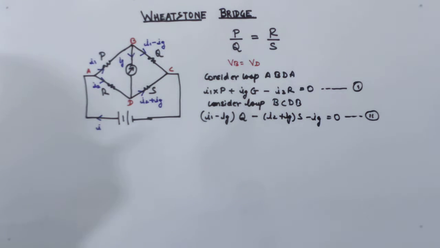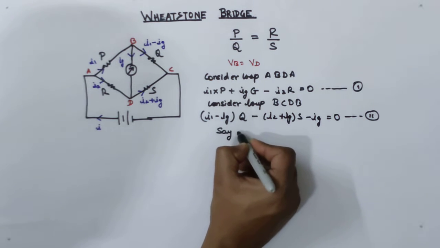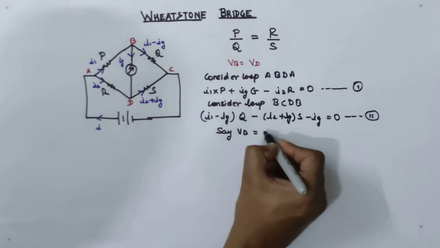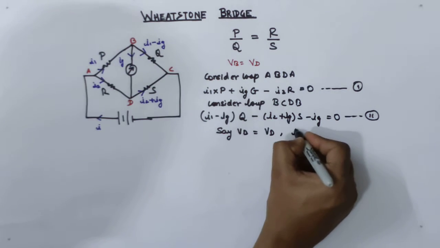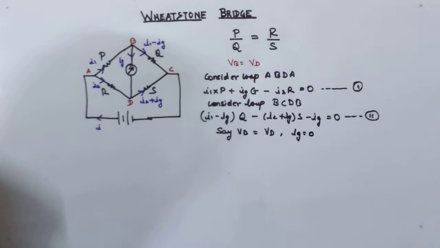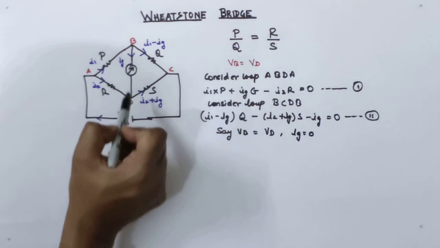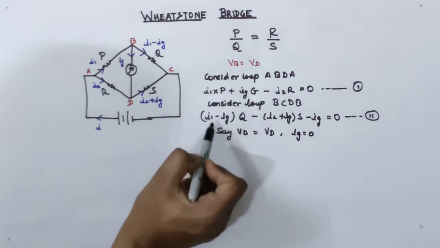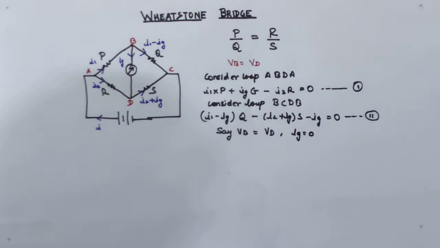Now, say potential at point B equals potential at point D. That means this implies Ig is 0. What we are considering over here is that the current Ig is 0. Then the result which we should get over here is that P upon Q should be equal to R upon S. Now, let's see whether we get this or not.